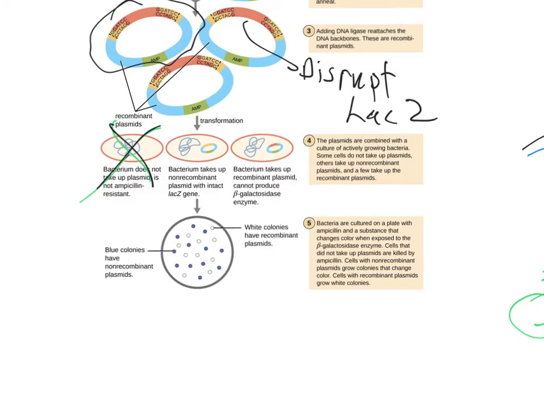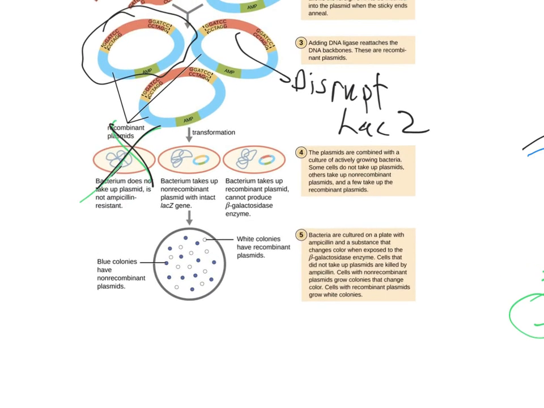Once we've got all these transformed, then we grow all the bacteria on a plate in the presence of lactose with some other color indicators going on. When the lactose gets used up, the colony becomes blue. And the only way lactose can be used up is if they have an intact gene for beta-galactosidase. And so all of the blue colonies represent plasmids that did not get our gene. But the white colonies represent the plasmids that did get our gene.